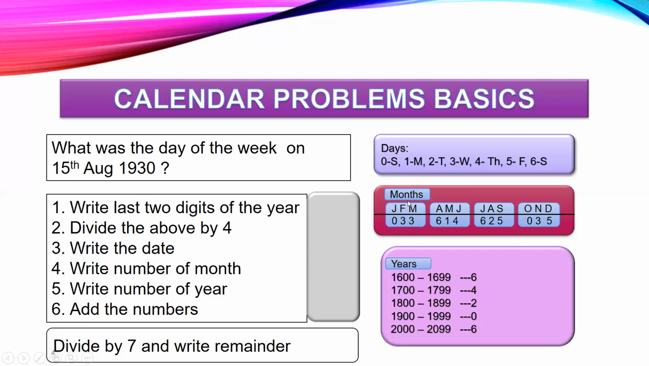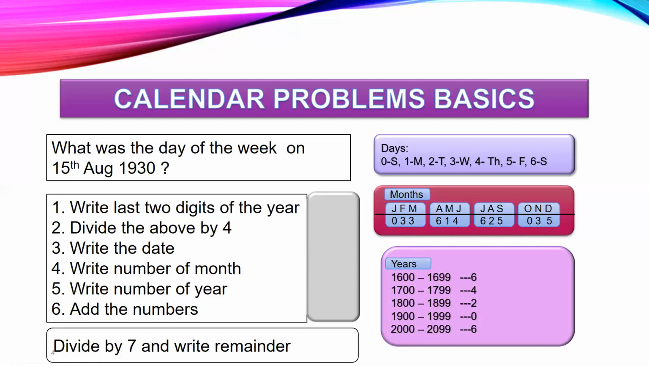Next, coming to the months. In order to remember the numbers for the months, I will give you a very good tip. Just try to divide these 12 months into three chunks. First remember Jan, Feb, March, which is 033, and then remember the last three, 035. Just remember the first three and the last three as one set. Whenever you have to write down, you write down 033 and 035 first, and then you write down the middle 614 and 625. These are the numbers for the months of the year.